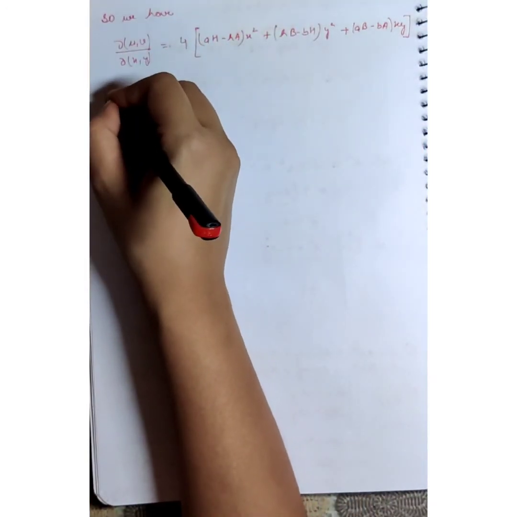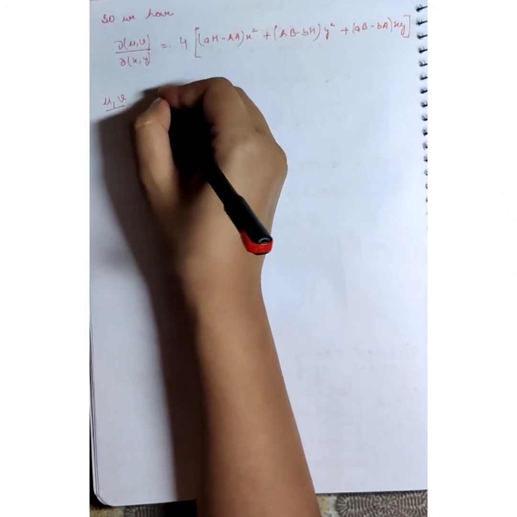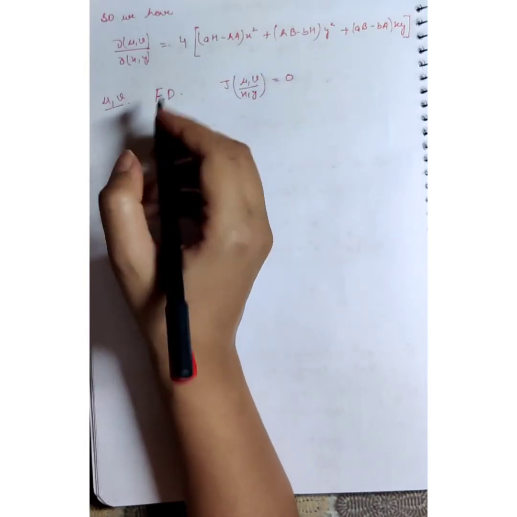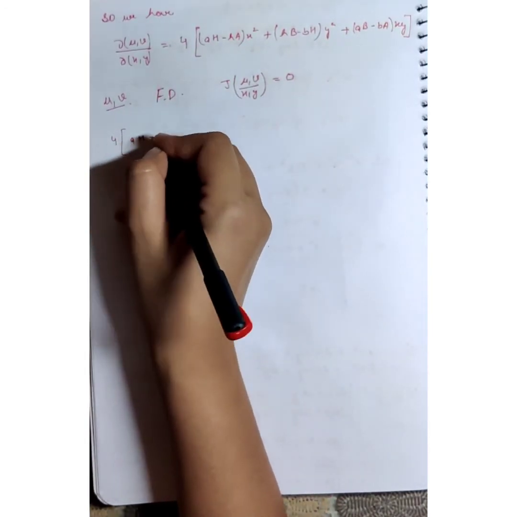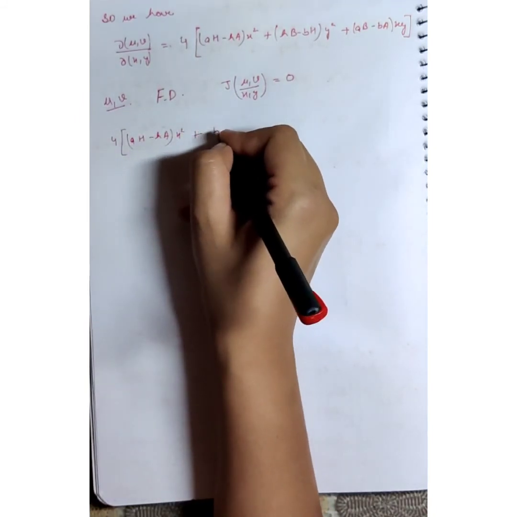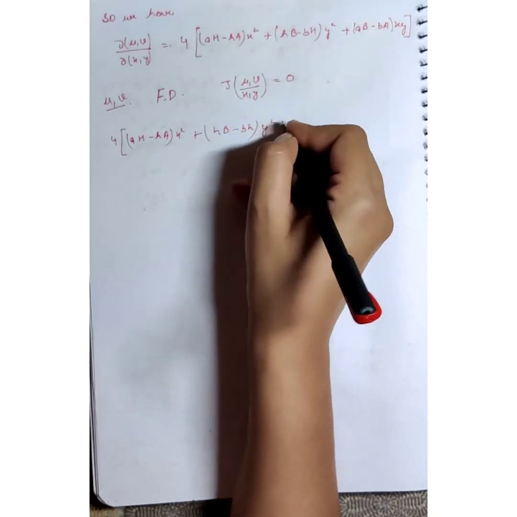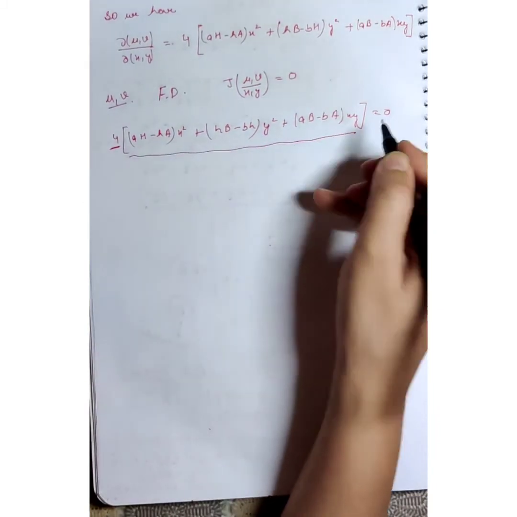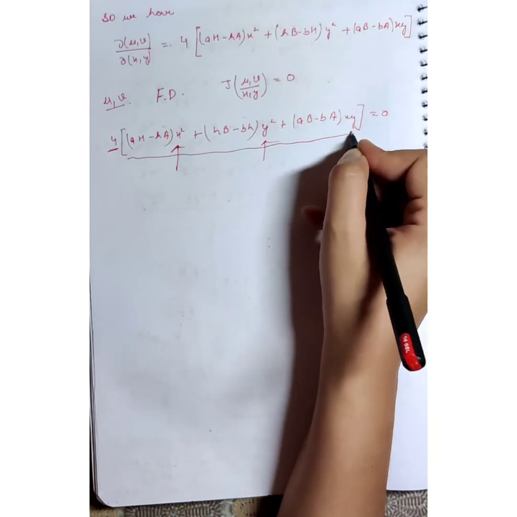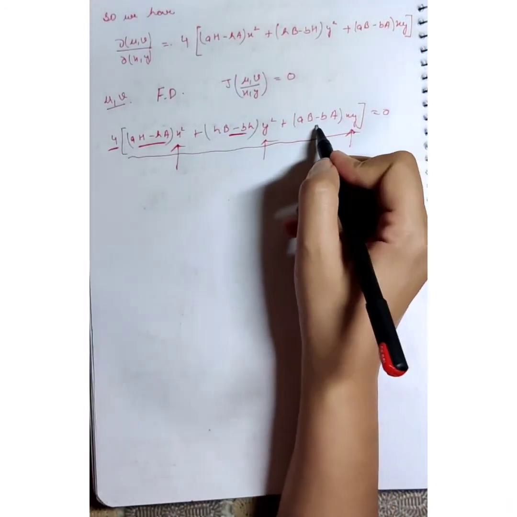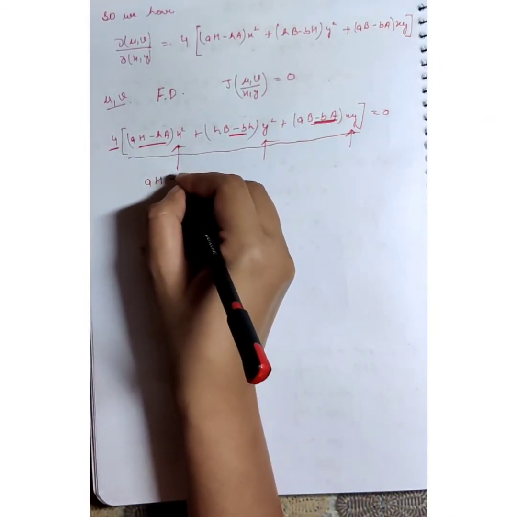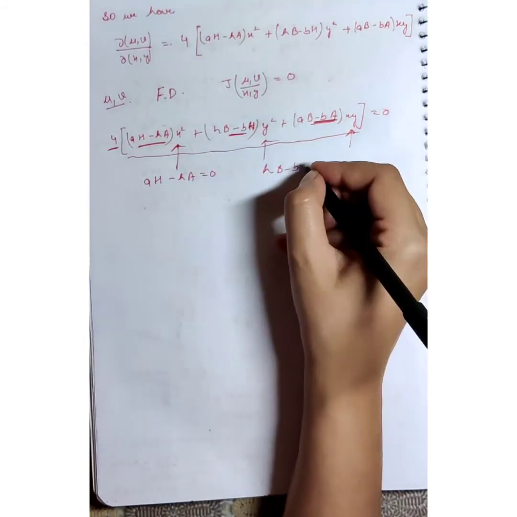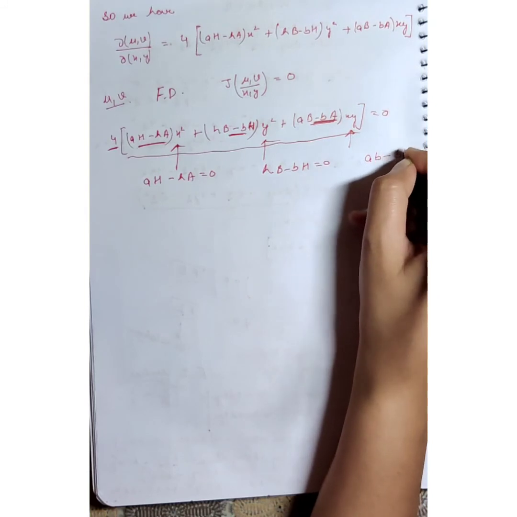Now for U and V to be functionally dependent, the Jacobian of U, V with respect to x, y must be 0. So we take this quantity as 0: 4 times (aH minus hA) x square plus (hB minus bH) y square plus (aB minus bA) xy equal to 0. 4 cannot be 0, so this bracket must be 0. For this bracket to be 0, x square, y square and x into y can't be 0, so these coefficients must be 0. So we get aH minus hA equal to 0, hB minus bH equal to 0, aB minus bA equal to 0.